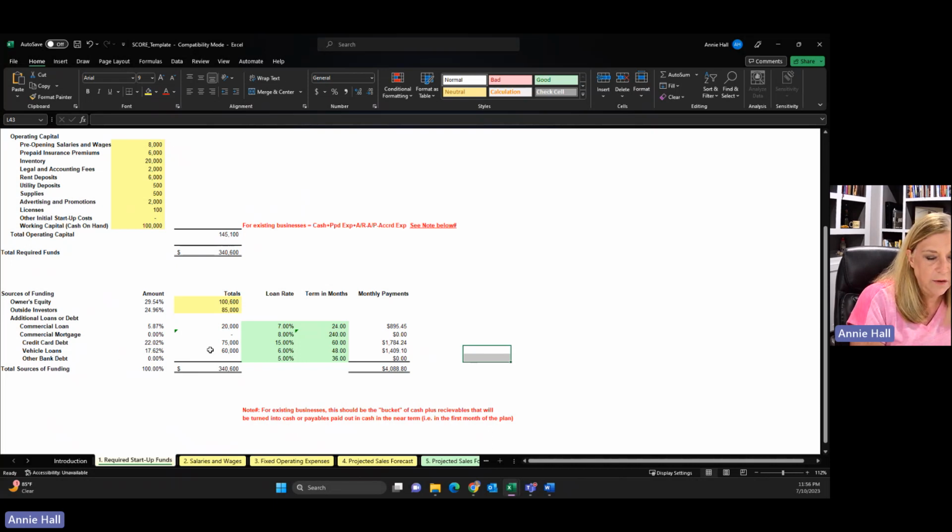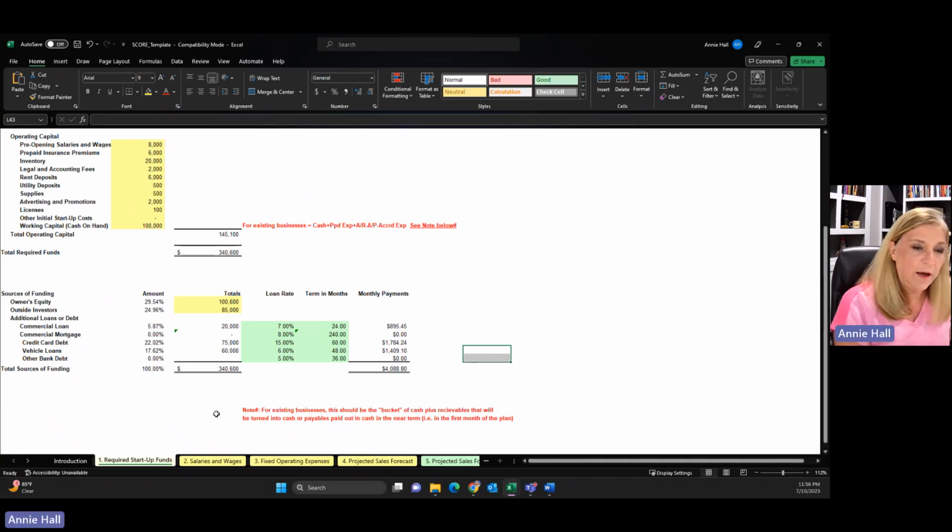And then our vehicle loan is $60,000 at 6% for 4 years. This is for 5 years. And our car payment would be $1,409.10. So now we can see that this amount of money is going to cost us $4,088.80 every month.